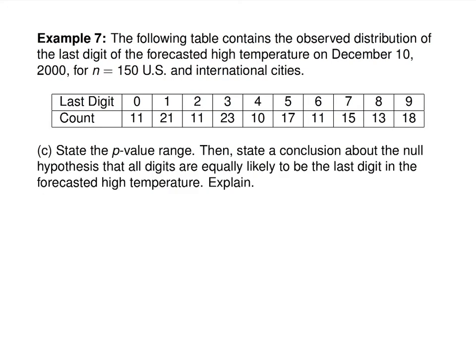Okay, state the p-value range. So my chi-squared statistic was about 15.7, and my degrees of freedom was 9. So looking at my table, that puts me between 15.63 and 16.92. So my p-value, 15.63, corresponds to a p-value of 0.075.